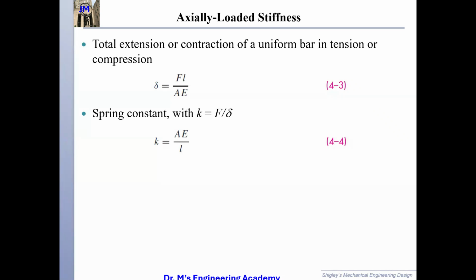F is the force, L is the length of the beam, A is the cross-section area, E is the Young's modulus. For that beam, we still use the spring constant to denote the ratio of F with respect to delta, and this K is denoted using this equation. One more time: F is the load you applied, L is the length of the beam, A is the cross-sectional area of the beam, and E is the Young's modulus of the material of the beam.